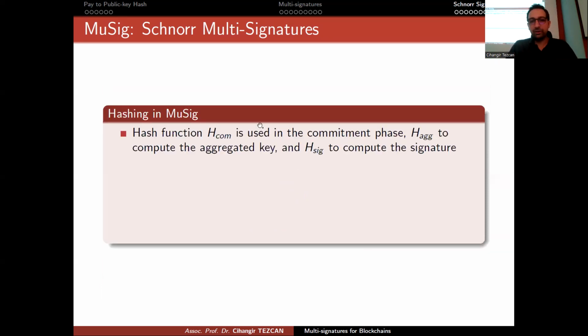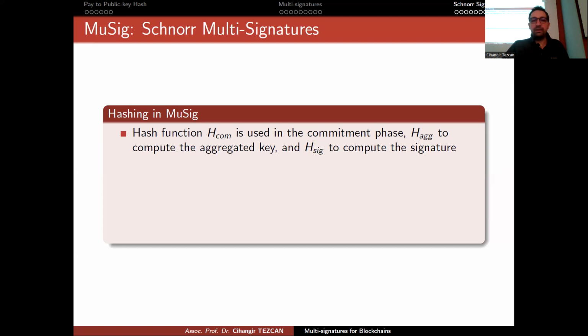So now let's talk about this hashing in the MuSig algorithm. In the slides, you have seen that there's HCOM, HAGG, and HSIG. So you can actually use three different hashing algorithms, and this is the way the protocol works. But we cannot simply use three algorithms. Like, for instance, here, let's say we use SHA-256. Maybe here we use SHA-3-256. And maybe here we use a different hashing algorithm with 256 output. But this would be, you know, cumbersome.